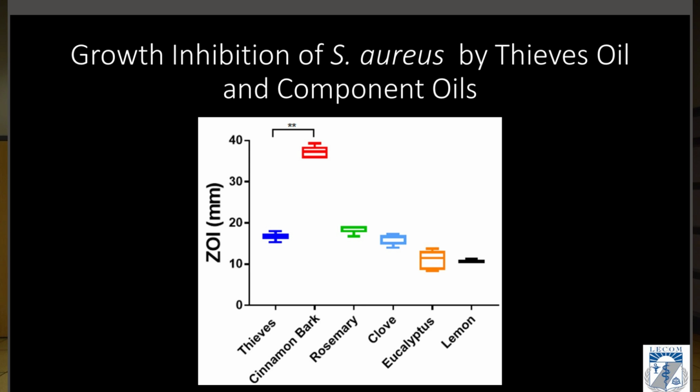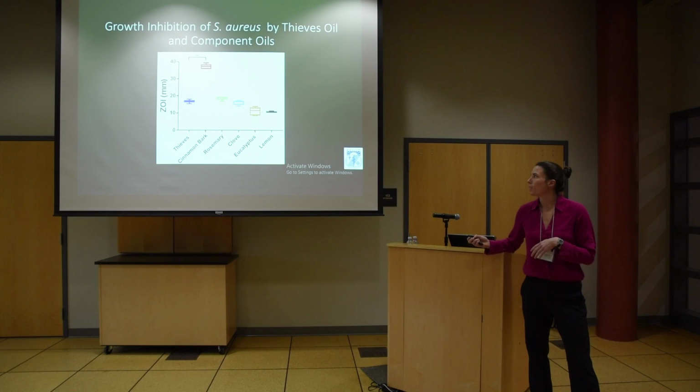And the ZOI is what we were looking at. So as you can see, thieves oil is quite low over here, and cinnamon cassia bark performed well, as we expected.